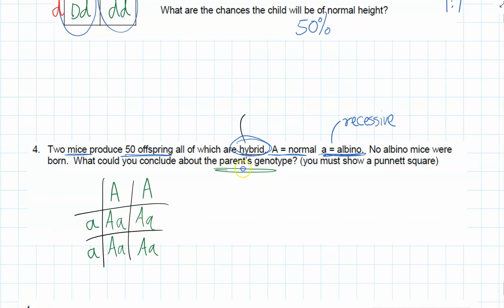So what can we conclude about the parent's genotype? Well, one of them must be homozygous dominant, and the other one must be homozygous recessive. So these are the parent's genotype.